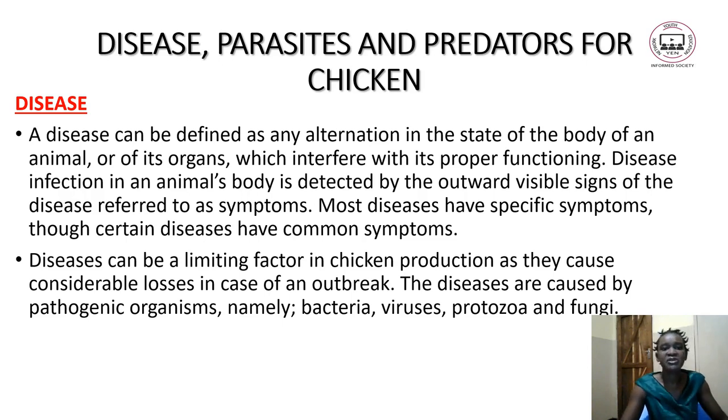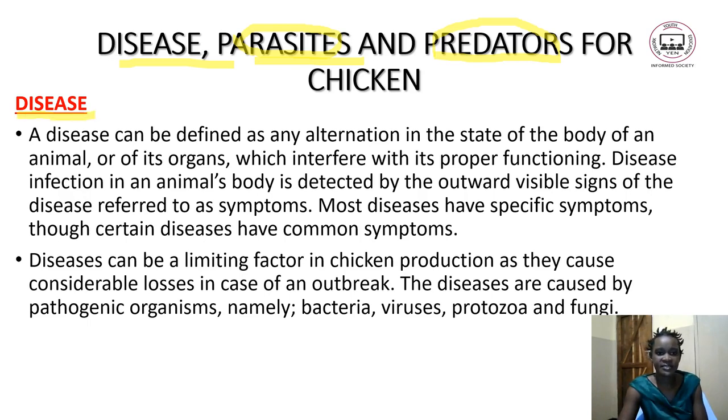But also disease, parasites, and predators can reduce production in chicken, be it in broilers as well as in layers. So meat production can be lowered, and even egg production can be low if they are attacked by diseases, parasites, even predators. So it is important to identify these diseases which attack chicken, the parasites which attack chicken, and also predators which prey on chicken, so that we can know how to control them in order to boost chicken production.